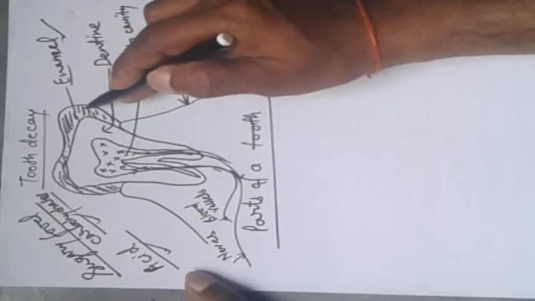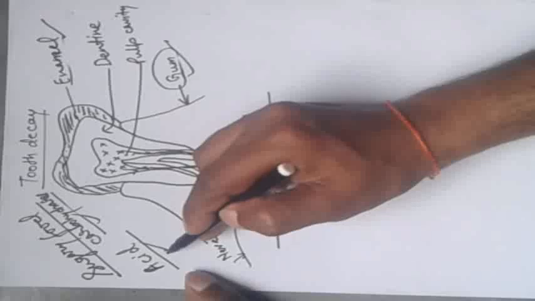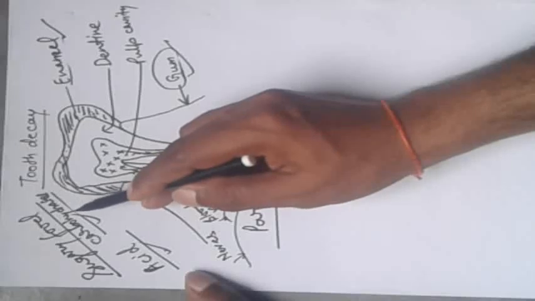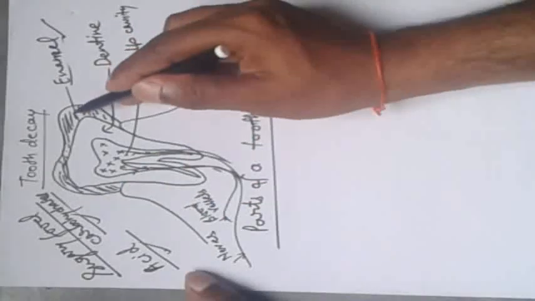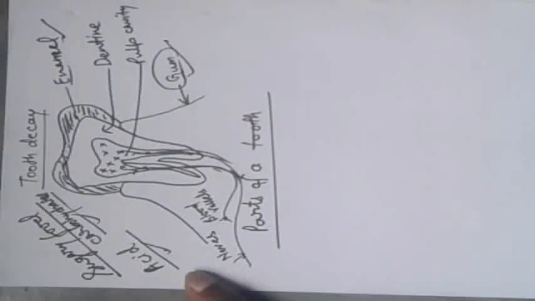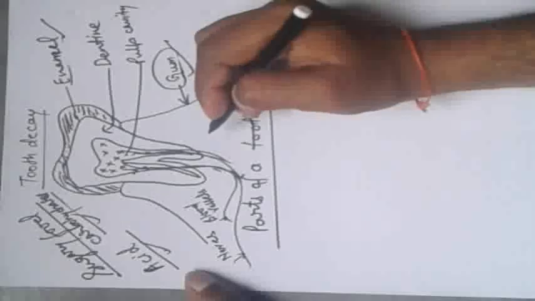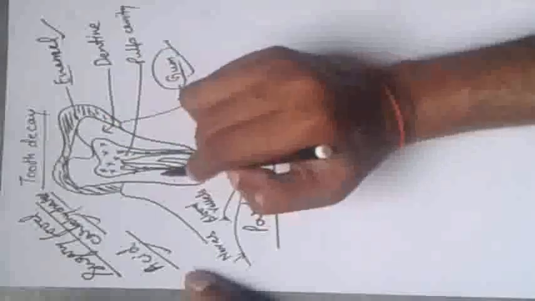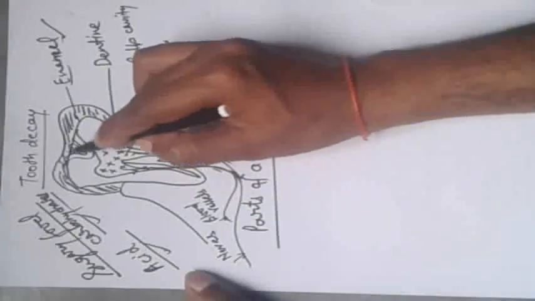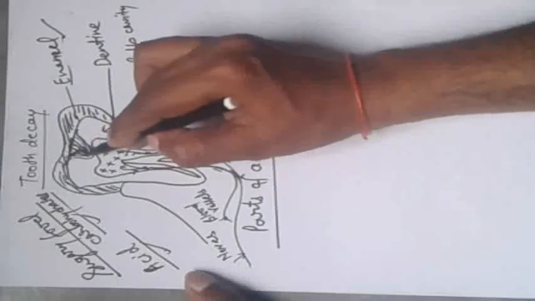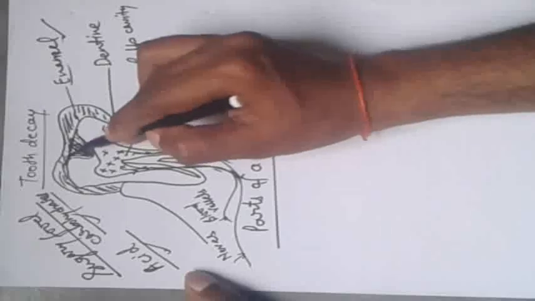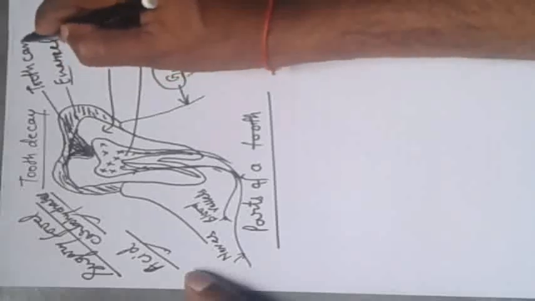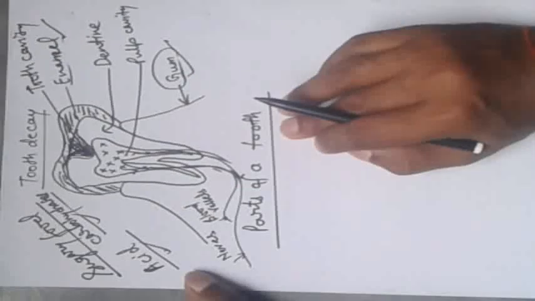If the enamel is destroyed by the acid which is formed by the action of some bacteria, it forms a cavity in the tooth. This is called tooth cavity.